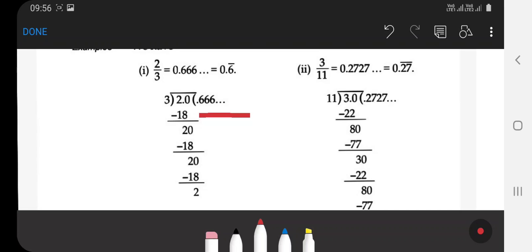In this question, 3 divides 11. So 0.272727. When you divide, you always get 272727. That means 27 is a repeated number. Here only one digit, 6, is repeated. Here 2 digits, 2 and 7, are repeated.